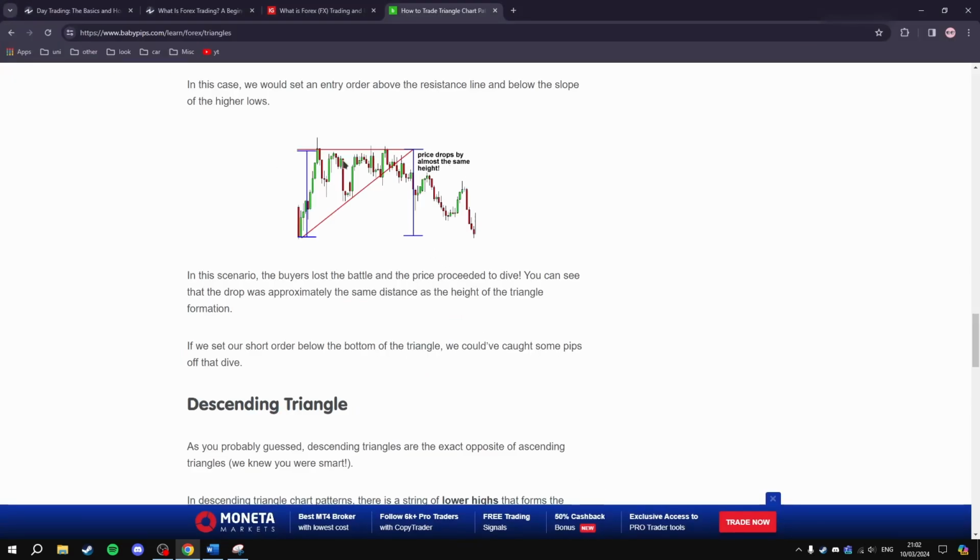Price drops by almost the same height. In this scenario, the buyers lost the battle and the price proceeded to dive. You can see that the drop was approximately the same distance as the height of the triangle formation. If we set our short order below the bottom of the triangle, we would have caught some pips off that dive.